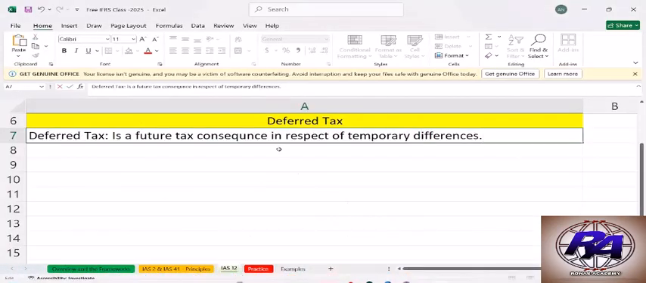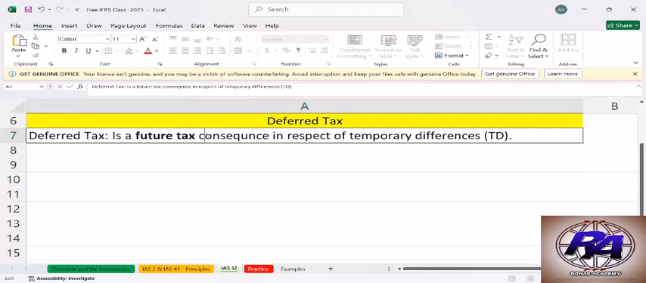So when we talk about deferred tax, it's a future tax consequence in respect of temporary differences. In this case, let me abbreviate temporary difference as TD, because I'll be meeting it a lot. Now, let's explain the terms. When we say future tax consequence, what are we talking about?